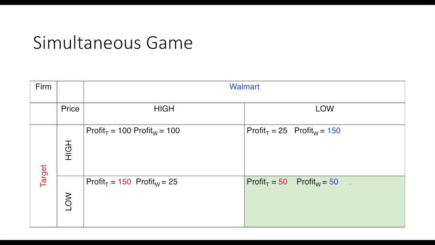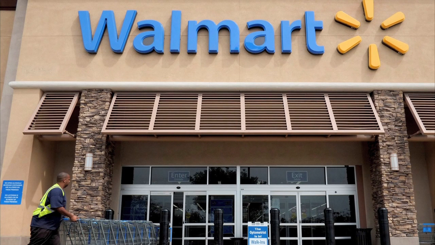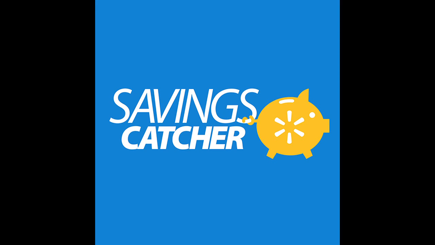Total industry profit is maximized when both firms choose high, and this total is shared equally by the two firms. Total profit is also shared equally when both firms choose low. When prices differ, the firm with the lower price earns more than it does when both prices are high, and the firm with the higher price earns less than it does when both prices are low. But Walmart wants to be the leading store in low prices. It wants to increase its market share, drive out competitors, and increase profits. Therefore, Walmart decides to change the game with Savings Catcher, as you'll see in the next example.